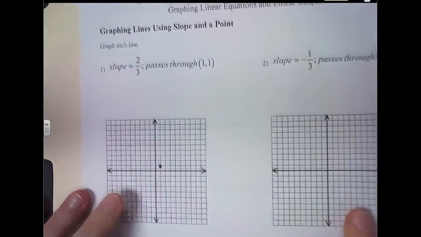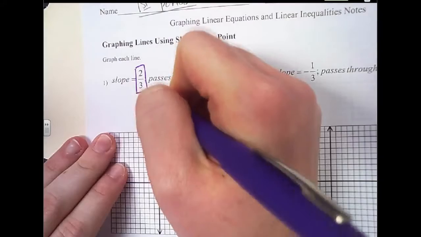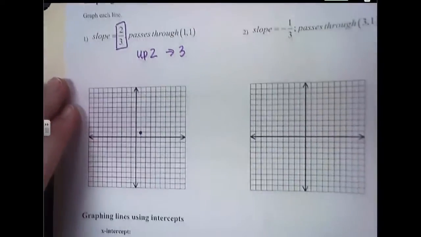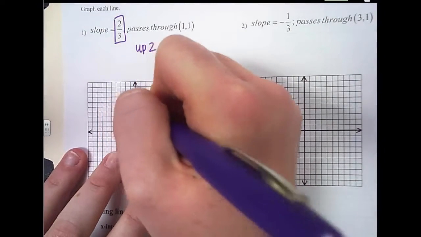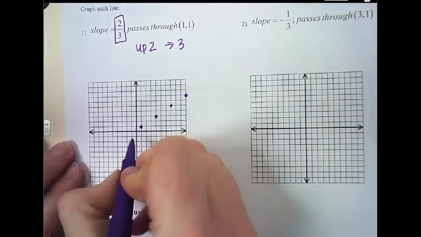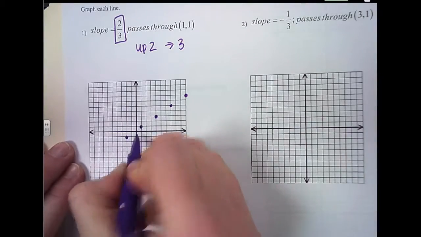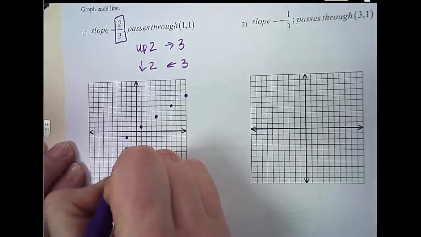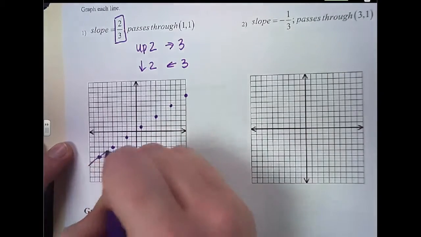Perfect. So then we look at our slope. We're going to go up 2 and to the right 3 from that point. Don't go from 0, 0. So up 2, right 3. Fill up the whole graph, whatever you can fill up. And then you go the opposite, down 2 and left 3. And draw your graph.